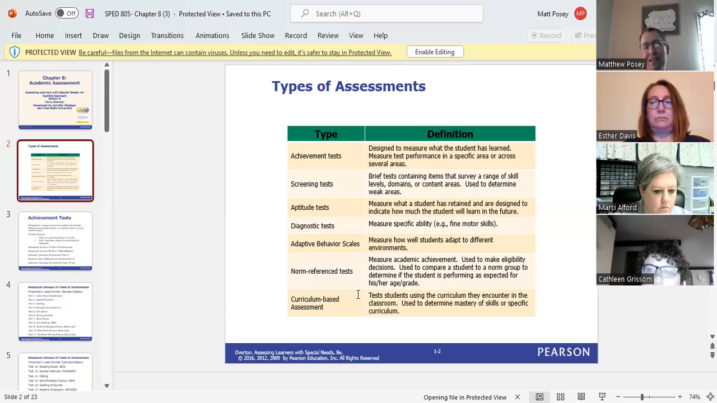Basically, these are student tests using the curriculum that they're going to encounter on a daily basis in the classroom to determine basically a mastery of their skills or mastery of a specific curriculum. And so, as we mentioned in the last week or so, looking ahead at that assignment, you're going to be collecting multiple data points. You'll get the baseline and then come back and administer it multiple times to see if you can determine growth and also predict what their aim line is going to be.